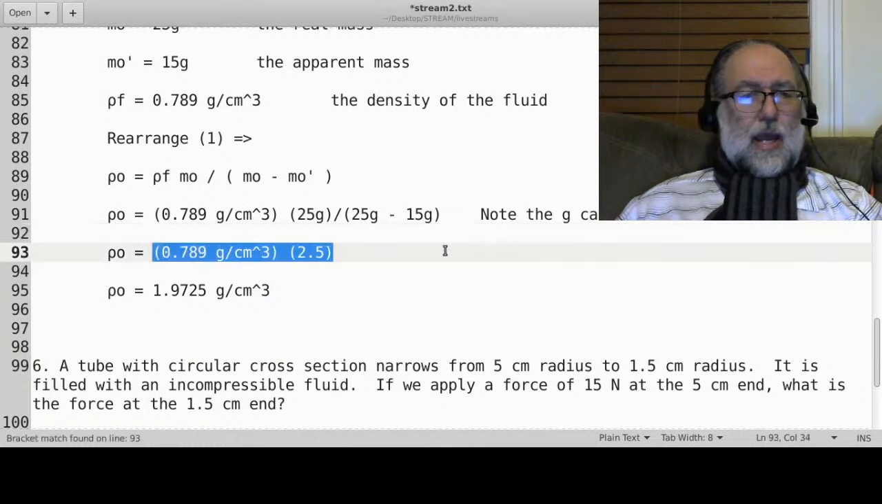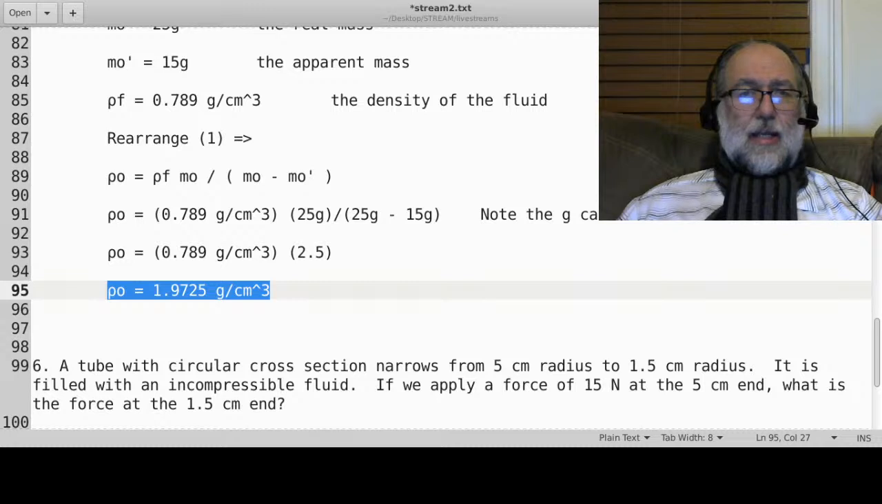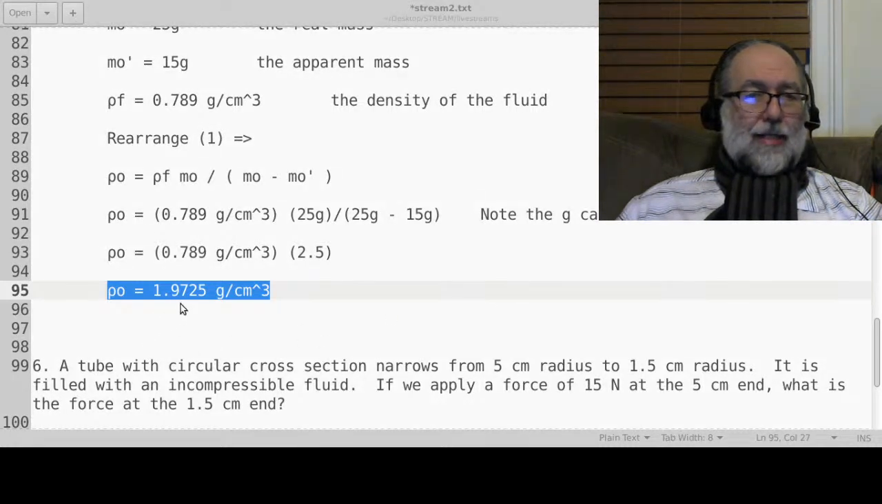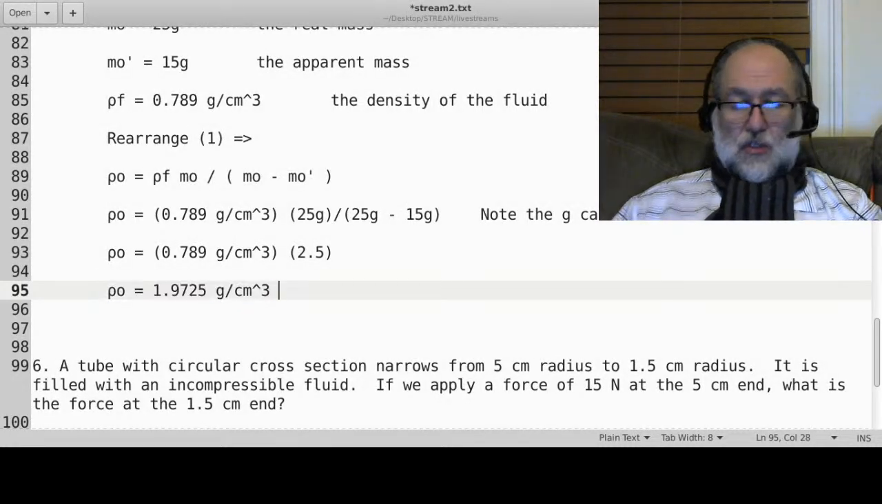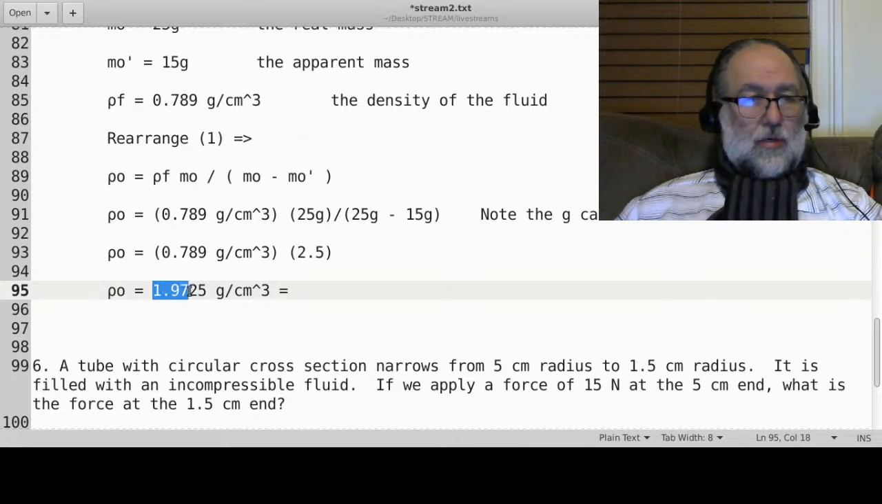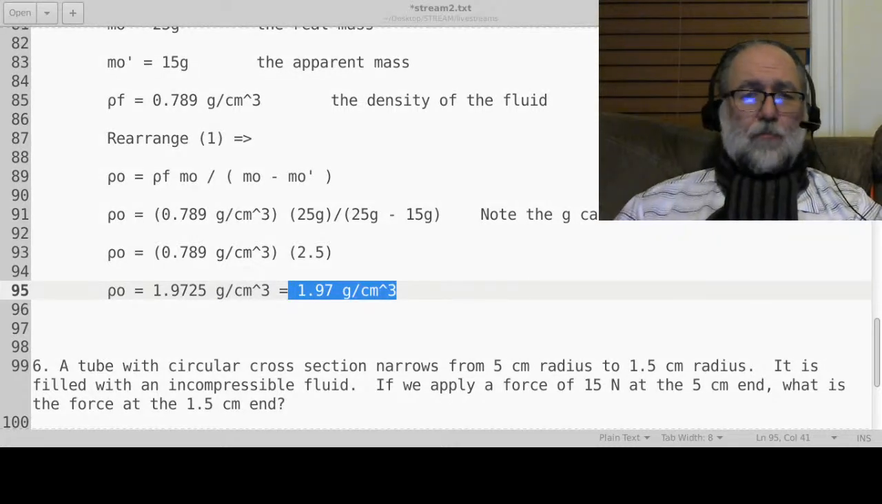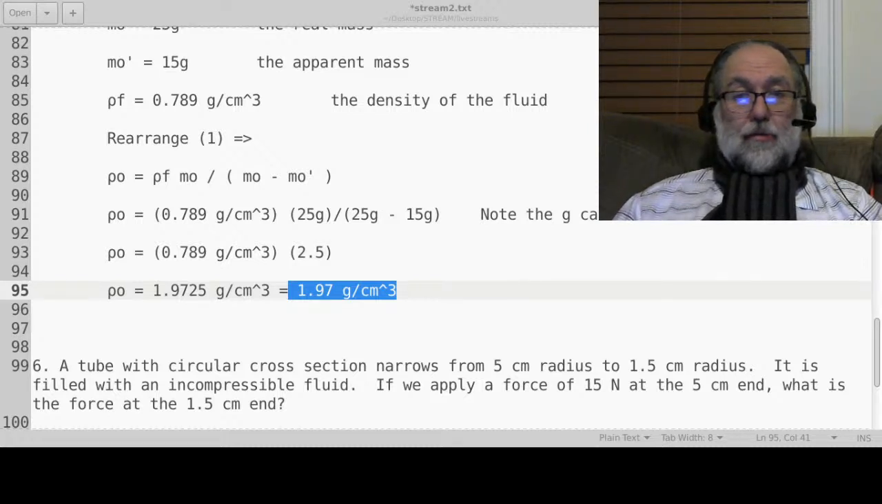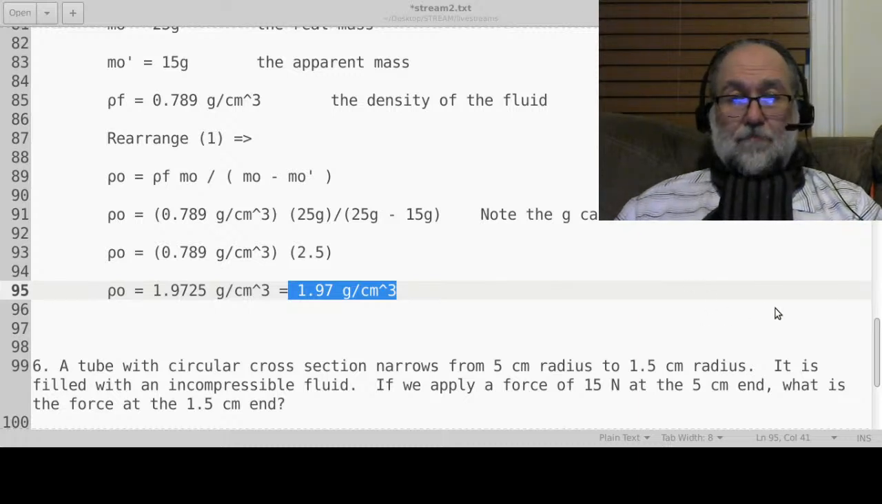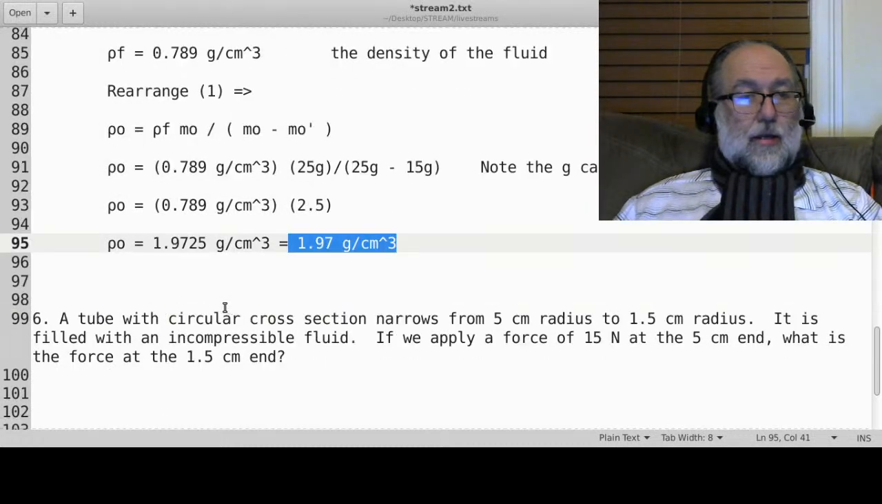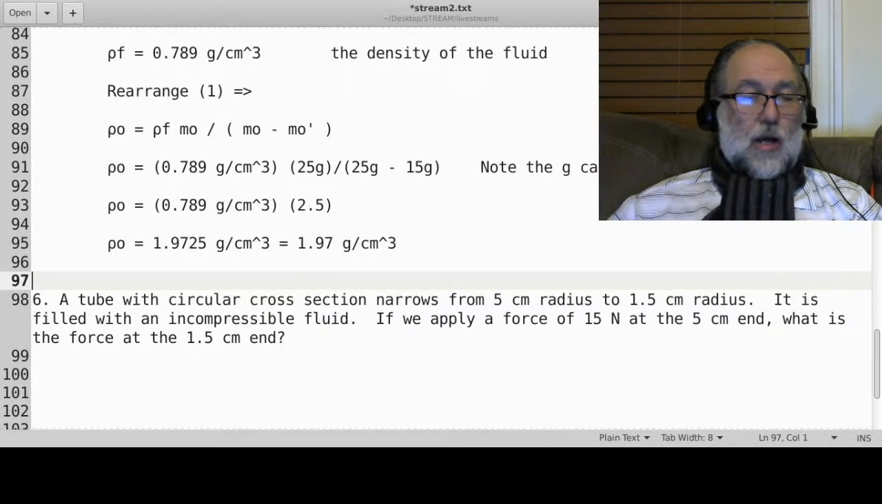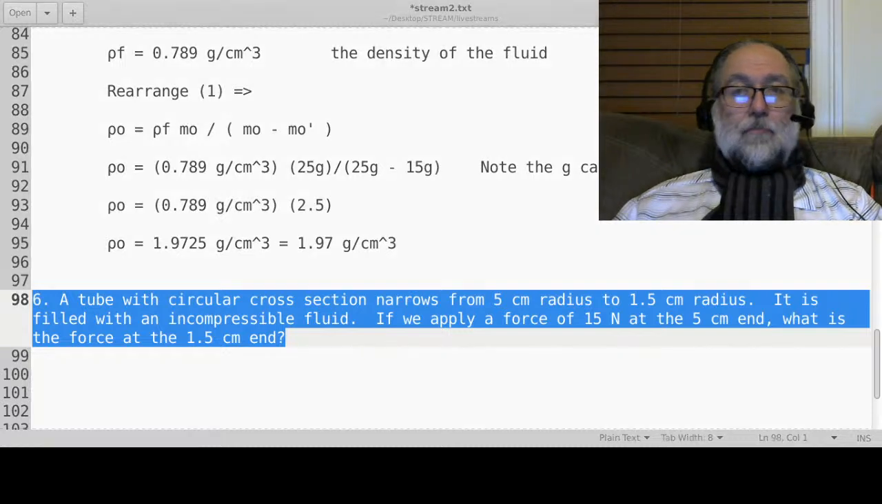So we work this out, and it turns out that the density of the object is 1.9725, and that's too many digits. What I usually do is stick to 3 significant figures. We'll just assume that for the purpose of the lecture, all my numbers are accurate to 3 significant figures. Let's see if there's any questions on that. Okay, good. Looks like there's no problems.